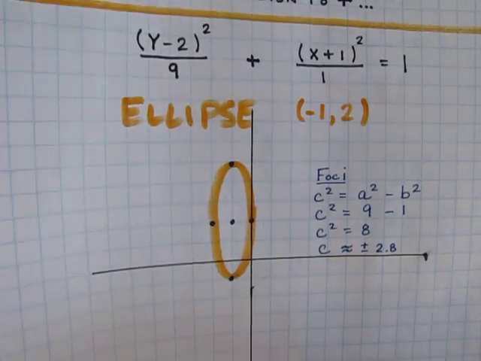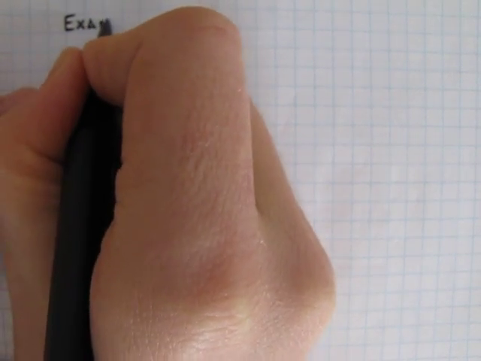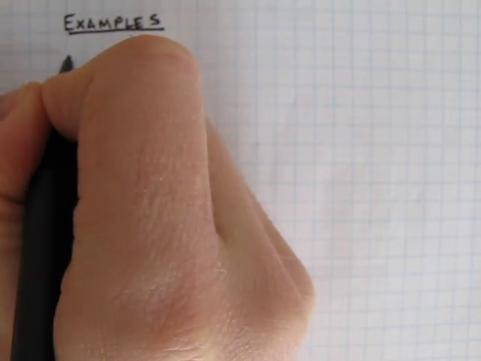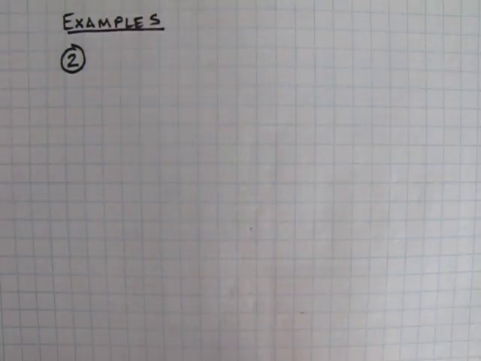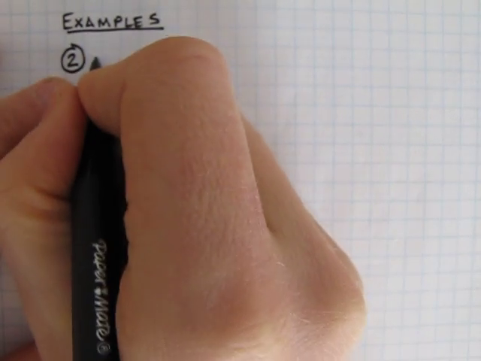Let's look at a little bit of equation writing. Pick up your pencil again. We're going to do two more examples. Let's call this one number 2. Write with me now. I want you to write the equation of the hyperbola.